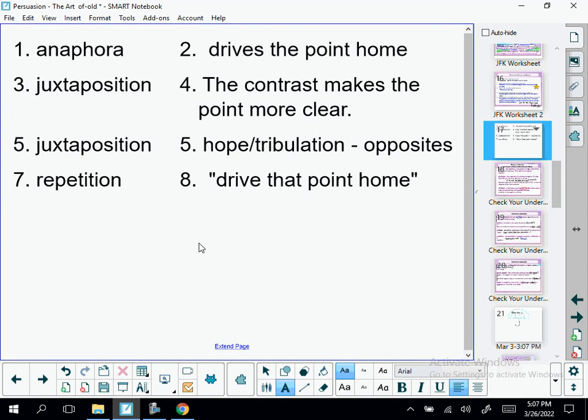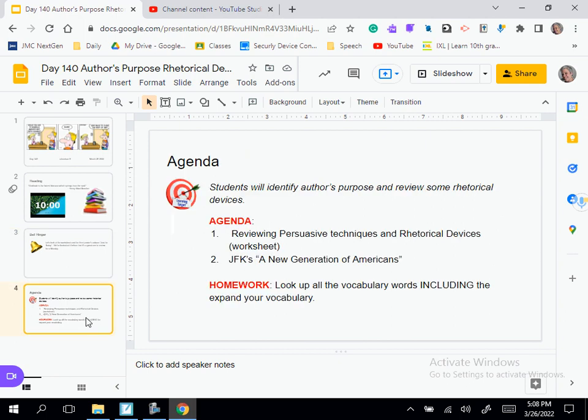So, a lot of me talking today. Sorry, that's just kind of the way it is. What you need to do now is, turning to page 378 in your textbook, you are going to look up the 10 words that are from John F. Kennedy's inaugural address. We're going to attack that tomorrow. So if you will now take out your books and look up the vocabulary for the new generation of Americans.